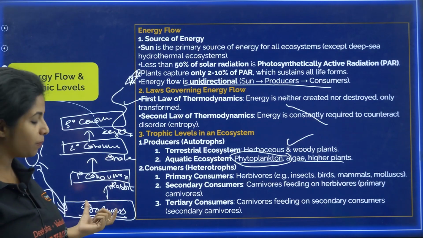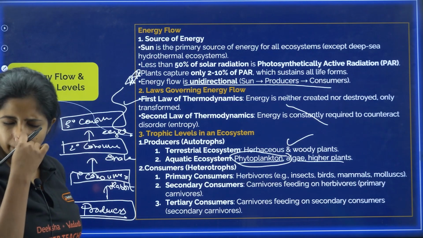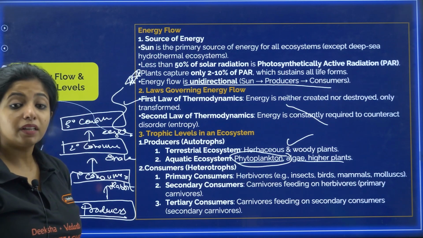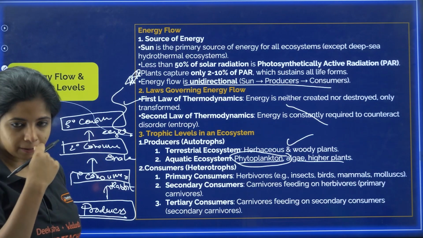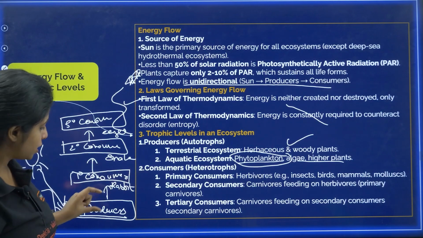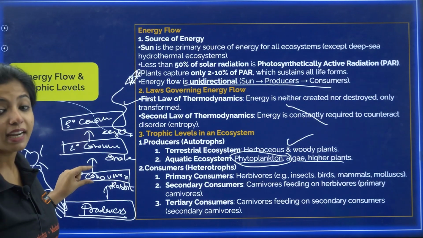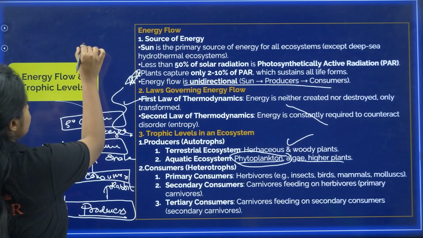So always remember, producer level in terrestrial ecosystem is plants, or woody plants or shrubs, whatever you have, or grasses. But in aquatic ecosystem, it is phytoplankton. In the aquatic ecosystem, what is the primary consumer? If this is phytoplankton, what is the primary consumer? It is zooplankton. The zooplankton feeds on phytoplankton.